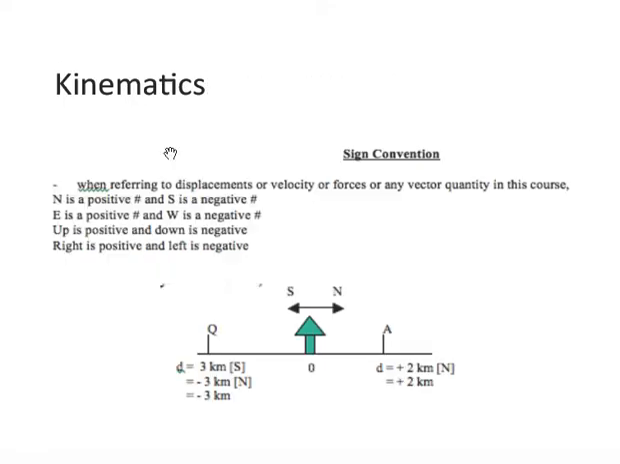All right, continuing on, please turn to this specific page in your notes with sign convention. In physics, when we're talking about displacement or velocity or forces or any vector quantity in general, north is always a positive number and south is a negative number. East is positive and west is negative. Up is positive and down is negative. And finally, right is positive and left is negative.